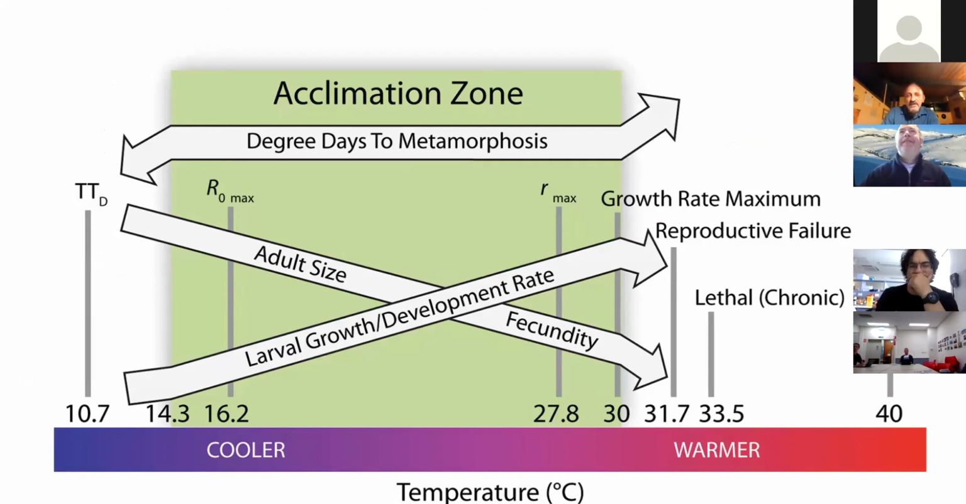And Byrne coined this term acclimation zone, which is basically the temperatures where the animals are all conforming to the degree day model. So regardless of what the temperature is in this zone, their development is completely predictable based on just multiplying temperature by days and getting a certain number of temperature days. You see the huge difference between the individual fitness maximization, that R0 max at 16.2 degrees, and the population growth rate estimate max at 27.8.